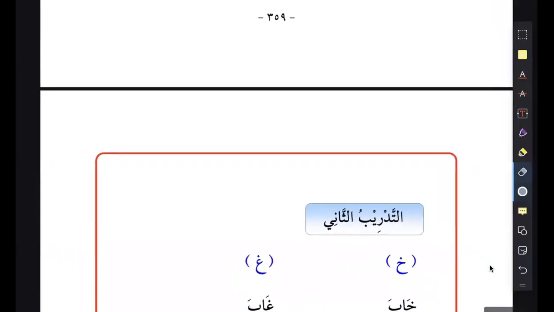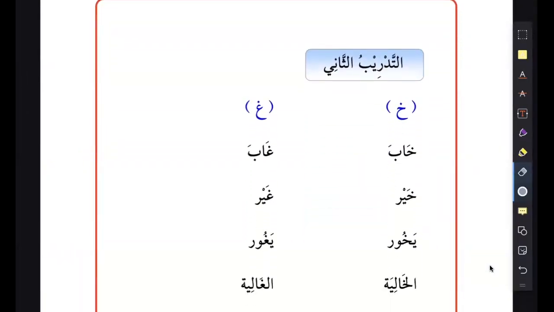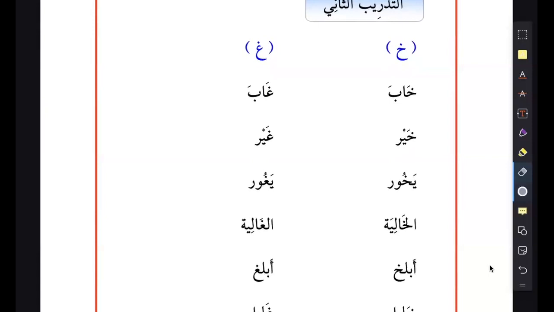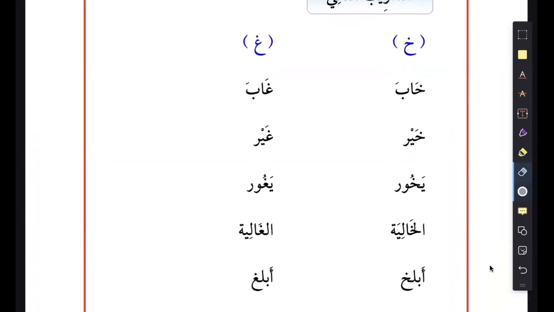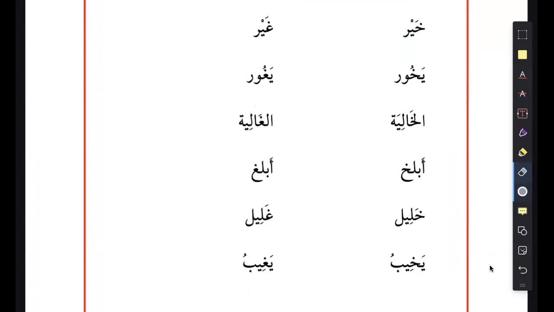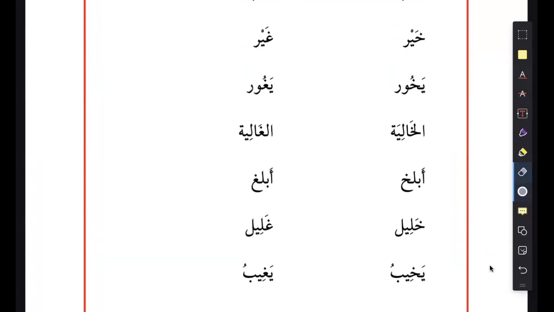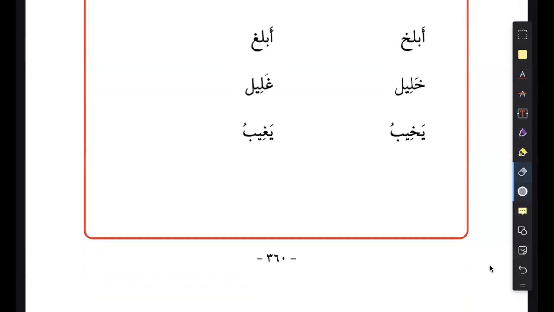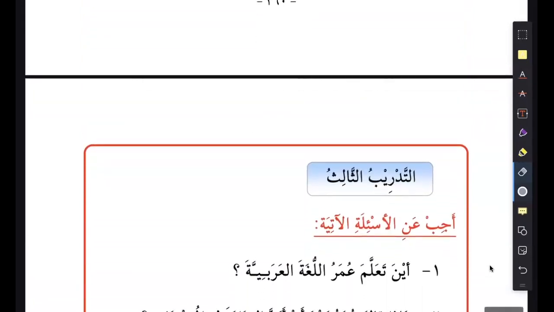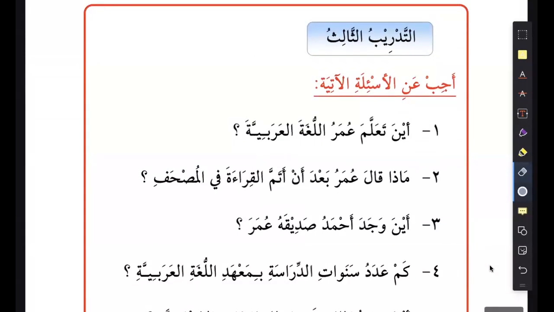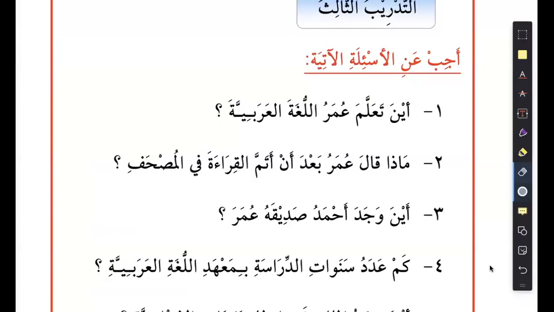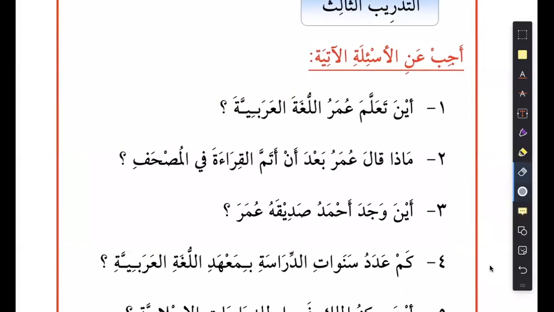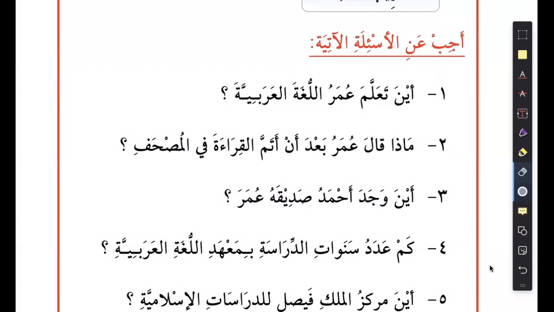So let's go to the next tadrib, al-tadrib al-thani. This one we also skip all the time because it's very simple. It's about the pronunciation. You have khaba and ghaba, so you can practice your pronunciation. They're a little bit similar in sound, and I think you know them. Then we have التدريب الثالث, which is the third exercise. It's أجيب عن الأسئلة الآتية. Answer the following questions. Looks like these questions are related to the passage, the text that we have read.